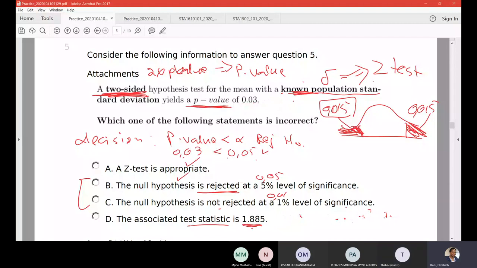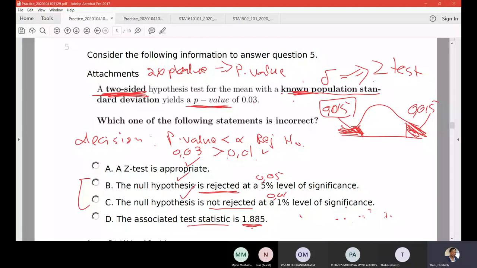And the next one says we're not going to reject the null hypothesis at 0.01. So it means our alpha is 0.01, and is the p-value less than it? No, it is greater than. And when it's greater than, we do not reject the null hypothesis. So this is correct. We are left with D. So with D, we know that D will be the one that is not correct.